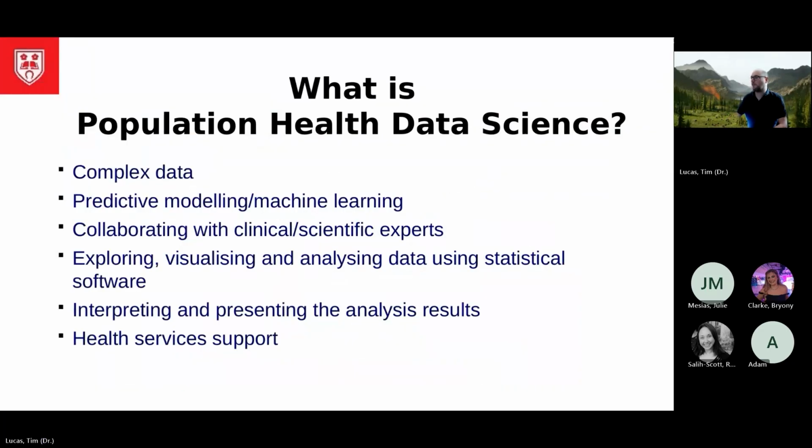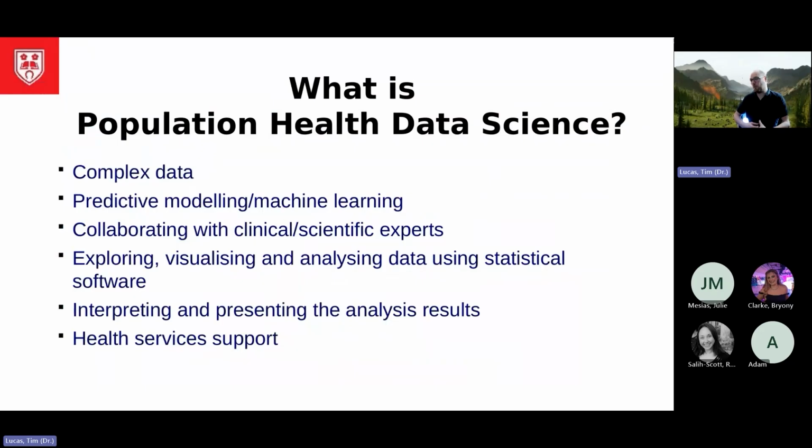So first off, what is Population Health Data Science? It's this intersection between population health and data science. You can ask 1,000 people what data science is and they'll all give slightly different answers. Here we're looking at it being a science that uses complex data, with a bit of a focus on predictive modeling and machine learning, perhaps more than some of the more classical statistical methods that you might find in other masters.